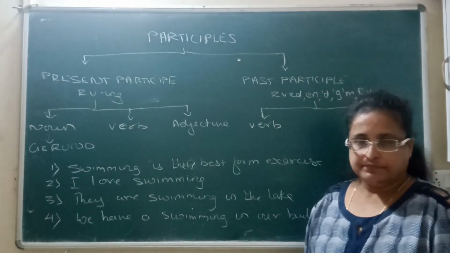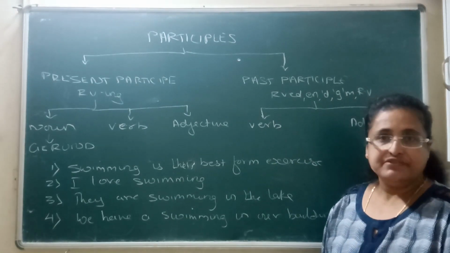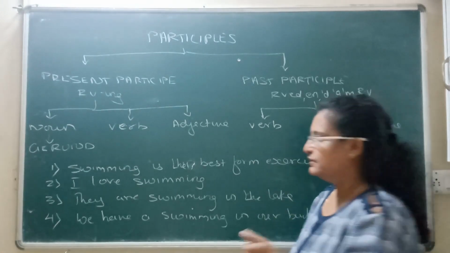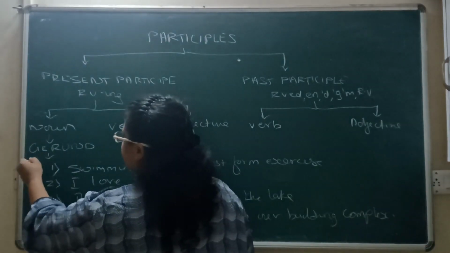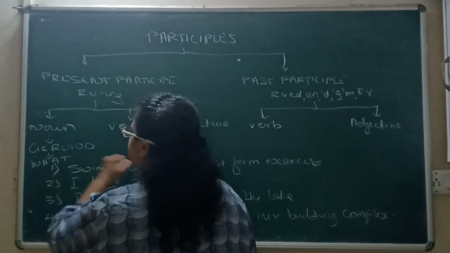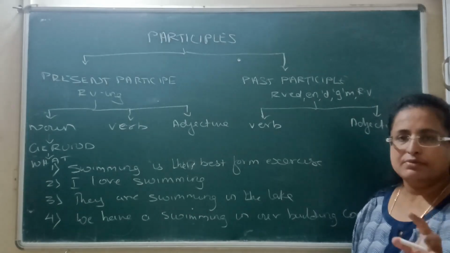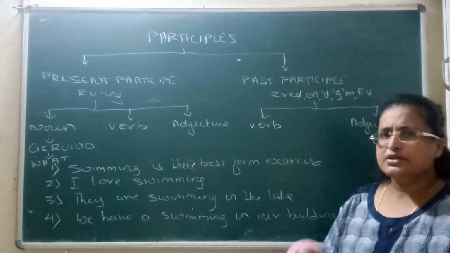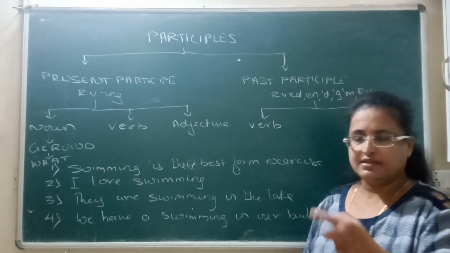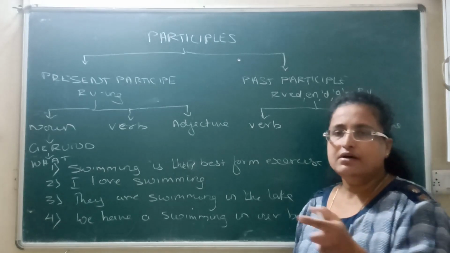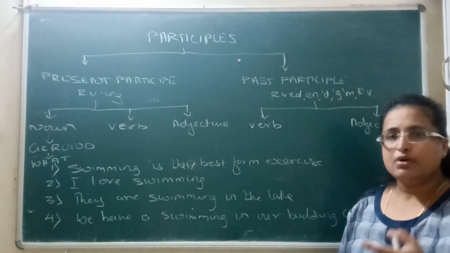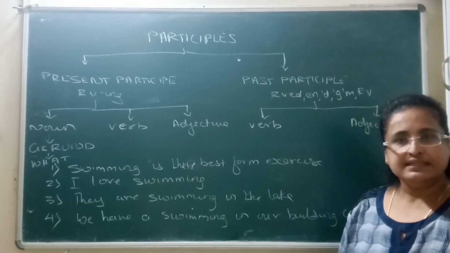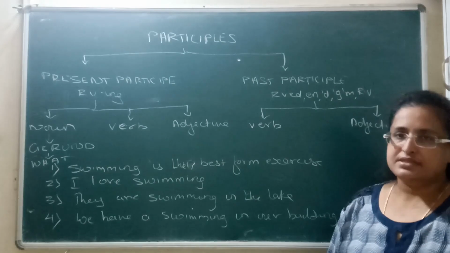Now a very easy way to identify whether this ing form is a gerund or a verb participle or an adjective participle: you have to ask the question what. That's the easiest way. For gerund, you ask the question what, because in the exam they give you multiple sentences, or just one sentence with that ing format underlined, and ask you whether it is a gerund or a participle. In that case, to rule out whether it is a gerund, you frame the question what. If the question is framed and you are getting that ing as an answer, it is 100% a gerund.